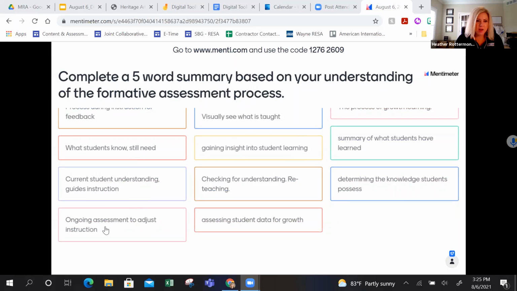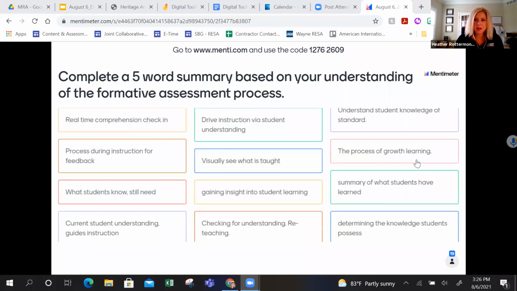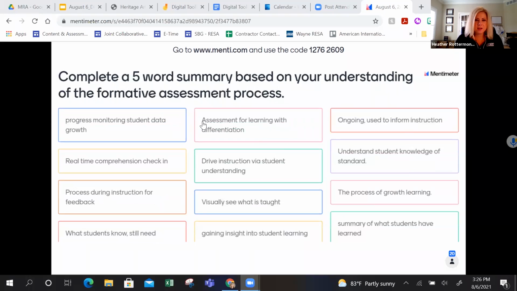Yeah. I love ongoing assessment to adjust instruction. This is a good one. I like these. Summary of what students have learned, collect evidence to adapt instruction. Yes, teaching is adaptive, isn't it? We are constantly shifting. I remember when I would plan, I would always plan for a plan B, but then a plan C and D and E, because I anticipated what my students might need, but sometimes they surprise you. Ongoing used to inform instruction.